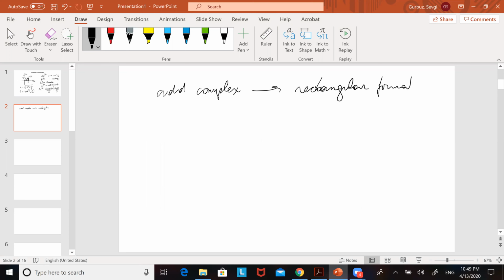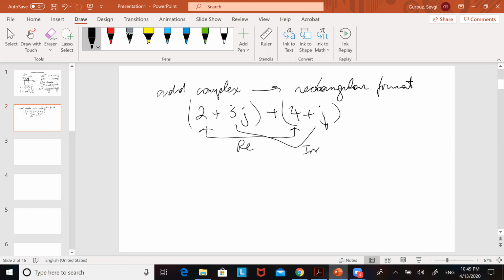Let me give you an example. Suppose I had 2 plus 3j, and I wanted to add to this 4 plus j. To add two complex numbers together, you would just add together the real parts as well as the imaginary parts, and you would get, for example, 6 plus j4. So this is relatively easy. This would be add or subtract, actually, doesn't matter.